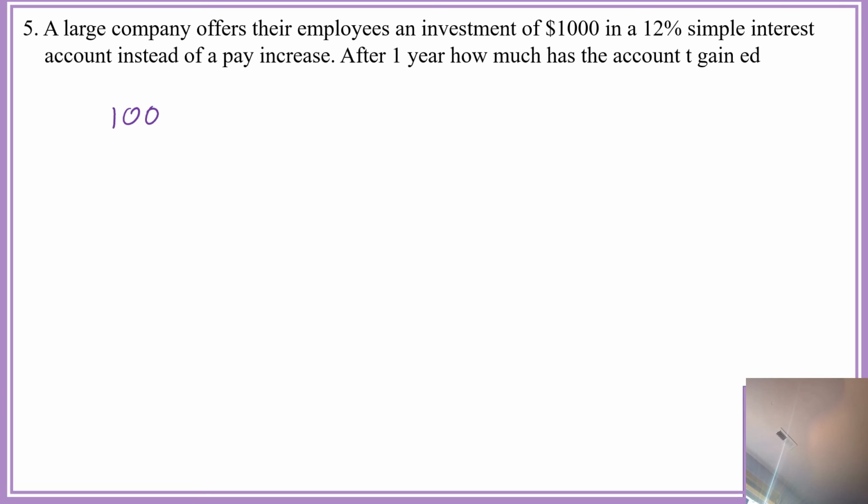So our principal would be $1,000 at 12% interest, 0.12, at the end of 1 year. So 1,000 times 0.12. Yep, $120. So that's what the account has gained. This is not how much money they would have. If you got the $1,000, you'd have $1,120.